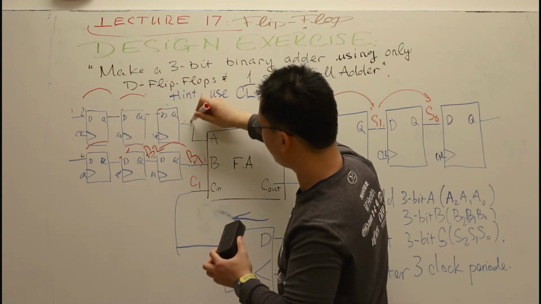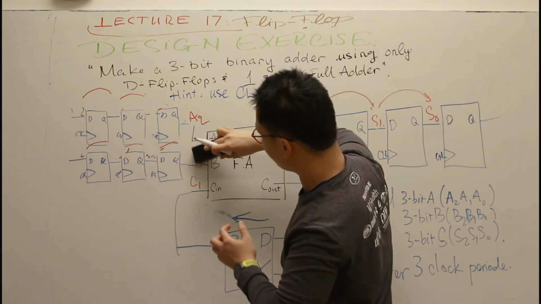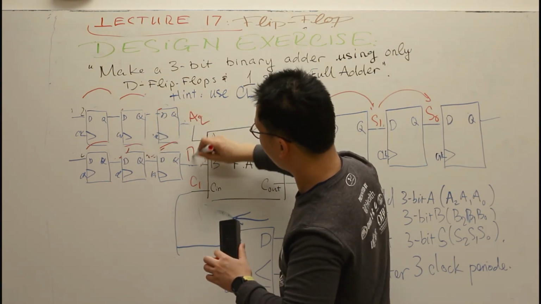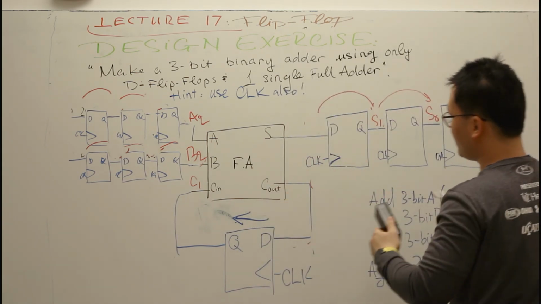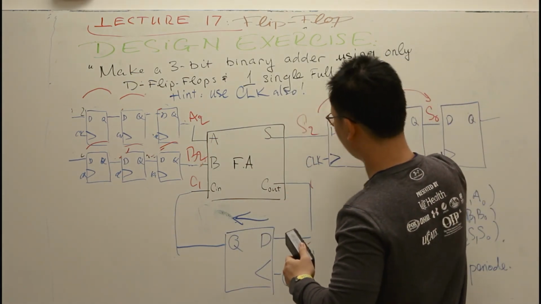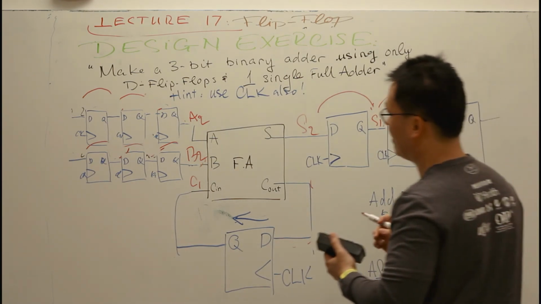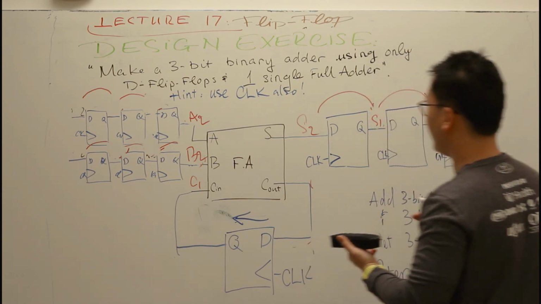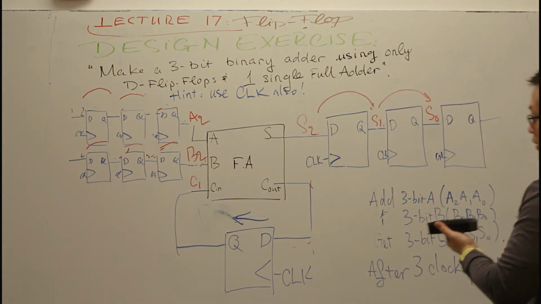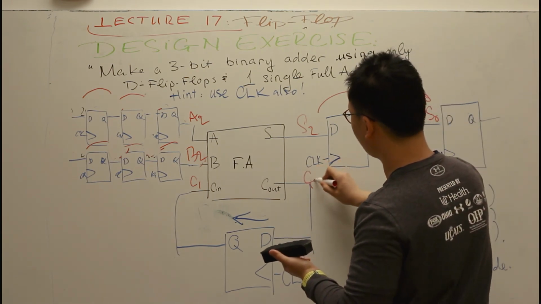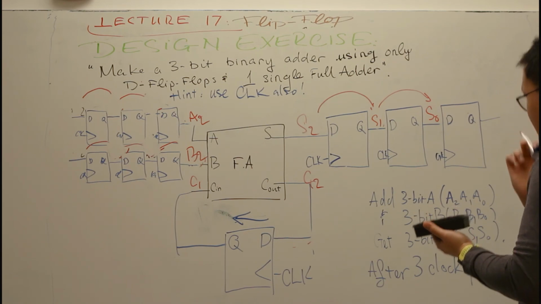Because it's another clock cycle, A2 jumps into here, replacing A1. B2 jumps into here, replacing B1. So now I perform my addition. I can have S2. All right, so now you can see that if you turn on another clock cycle, I can have my C2 out here too. Okay, so that's it.